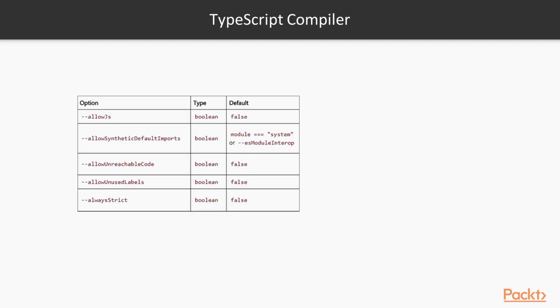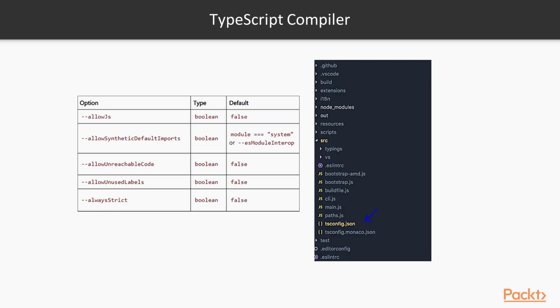Another thing that we should pay attention to is our tsconfig.json file. The presence of a tsconfig.json file in a directory indicates that the directory is the root of a TypeScript project. The tsconfig.json file specifies the root files and the compiler options required to compile the project.